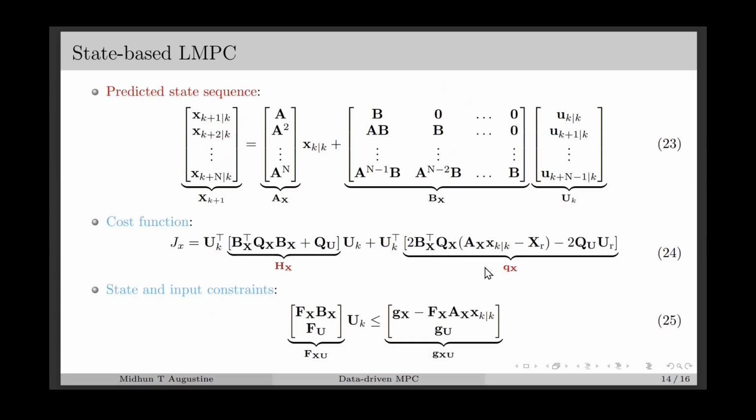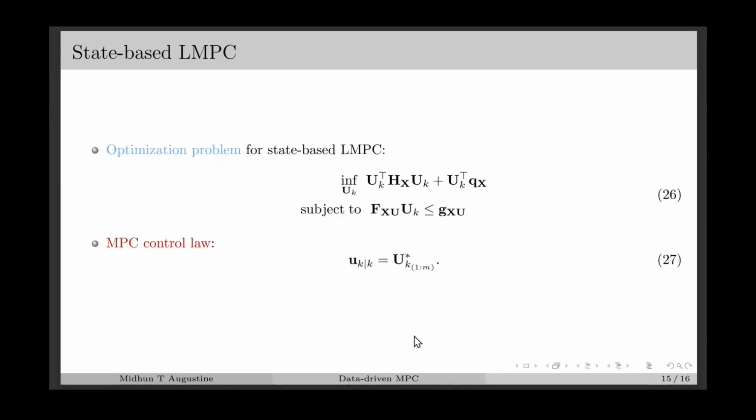And similar to the output-based LMPC, we can represent the state and input constraints as a linear inequality, which is in the form of Fxu times Uk less than or equal to Gxu. Now, by using this cost function and this constraint, we can define the optimization problem for state-based LMPC as in equation 26, which is in the form of a standard quadratic programming problem. Similar to the output-based LMPC, this optimization problem can also be solved using any solver for QP. And then the first element of the control input sequence will be applied to the system.